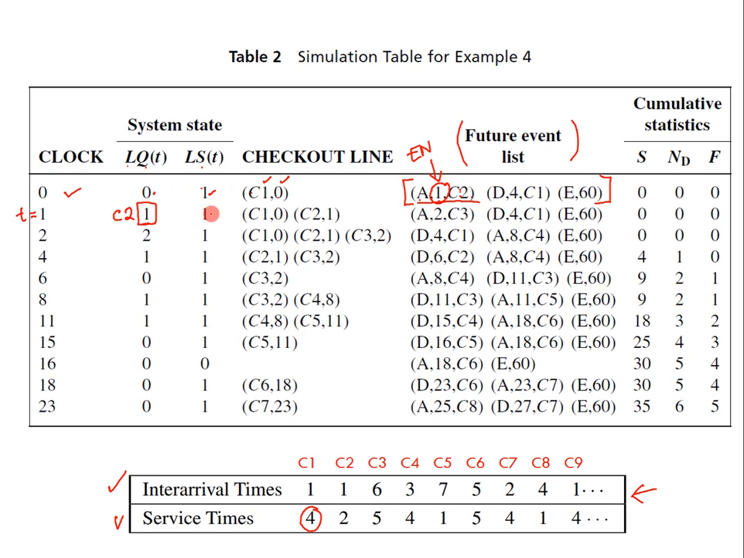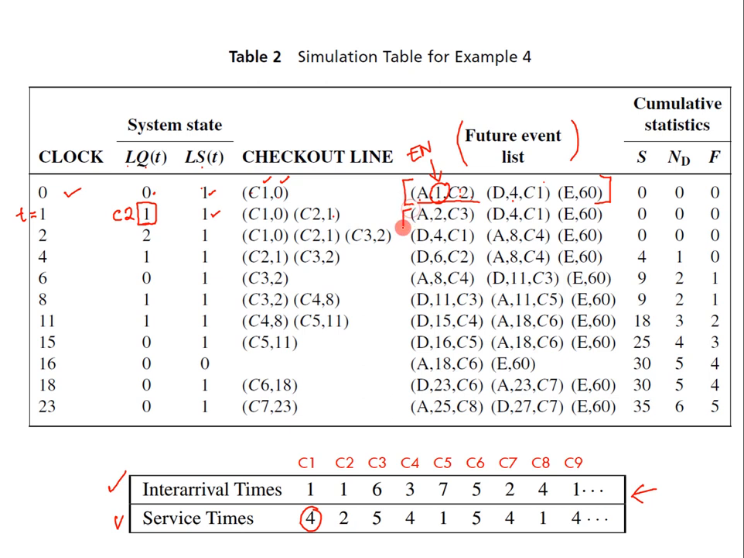And at this point, the server is still serving customer 1. So the server is still serving a customer. How do we know that? Because we know customer 1 only departs at time 4, meaning that at time 1 it's still being served. So at the checkout line, who is there? At this point, only customer 1 who arrived at time 0 and customer 2 who arrived at time 1.